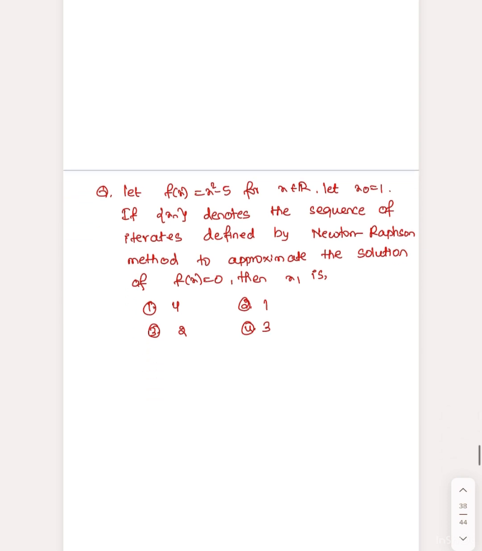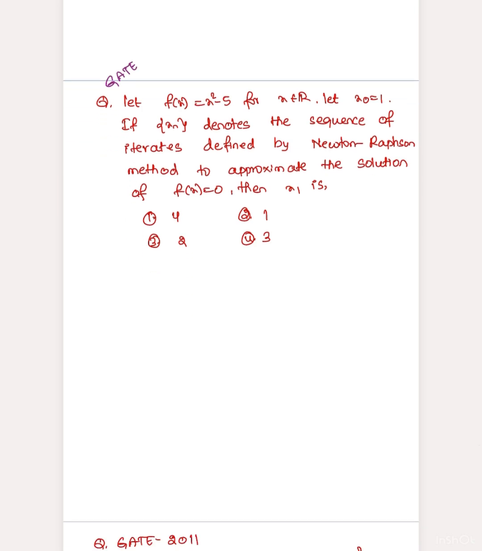Now we have a question, which I think is a GATE question, which says: let f of x is equal to x square minus 5 for x belongs to R. Let x0 is equal to 1. If xn denotes the sequence of iterates defined by Newton-Raphson method to approximate the solution of f of x is equal to 0, then what will be x1? Here they are using the Newton-Raphson method, the function is x square minus 5 and the initial approximation x0 is 1. Then they asked what is x1.